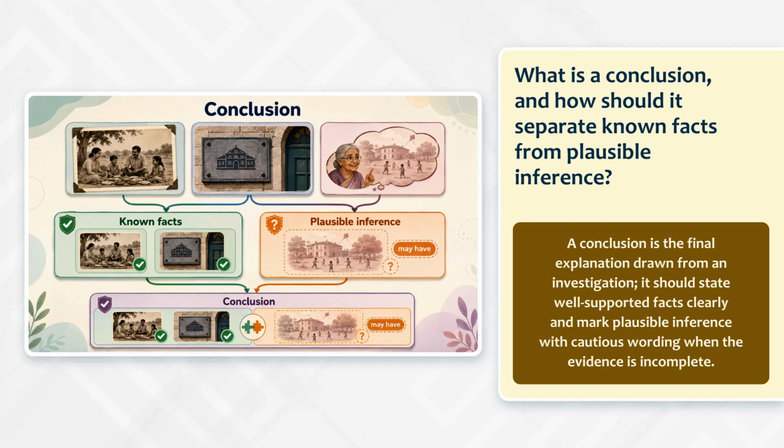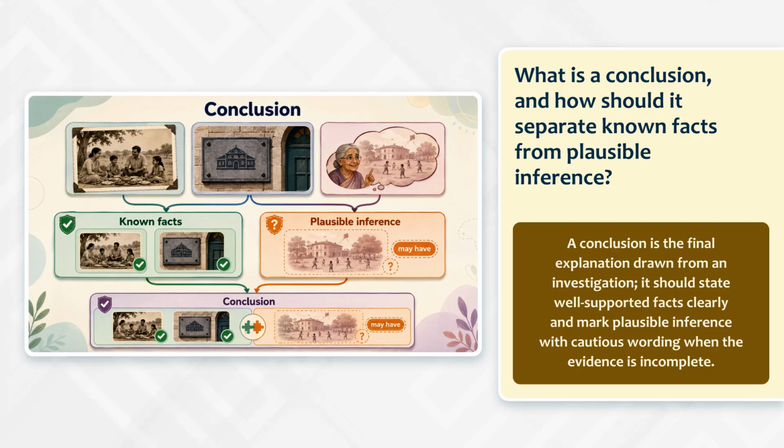Use the known facts and plausible inference boxes. What is a conclusion, and how should it separate known facts from plausible inference? The two-column builder gives the rule. A conclusion is the final explanation drawn from an investigation. It should state well-supported facts clearly and mark plausible inference with cautious wording when the evidence is incomplete. The wording should match the strength of support.